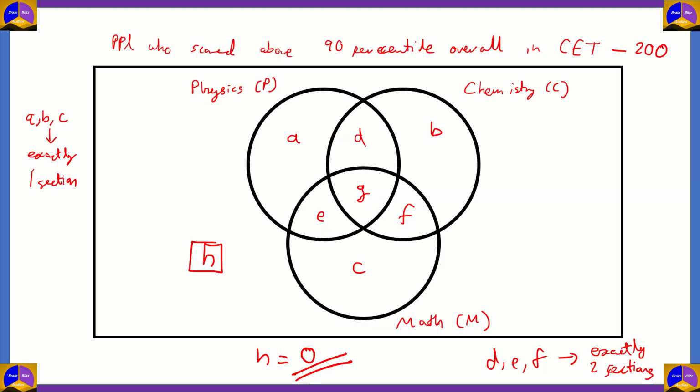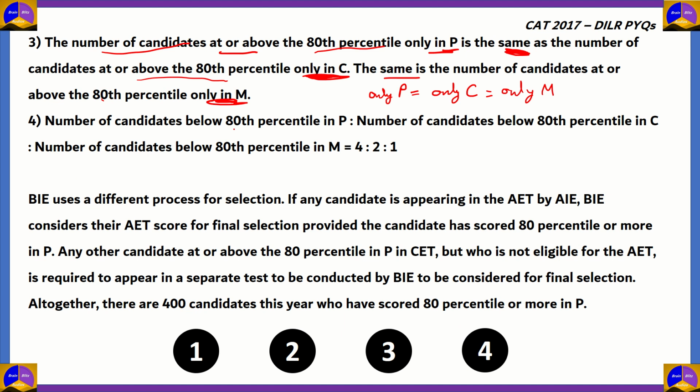Now let's define that. The entire circle that belongs to P represents the number of students who have scored above or equal to the 80th percentile in physics. That means they represent A plus D plus G plus E. The other students in this pool, that is, students belonging to B, F, and C, are those who did not get above or equal to the 80th percentile. So below the 80th percentile in P would be represented by B plus C plus F.